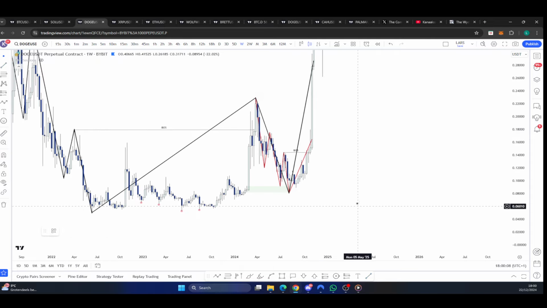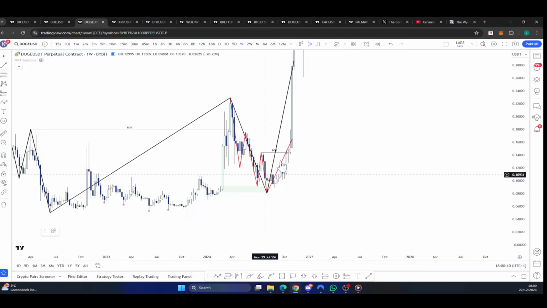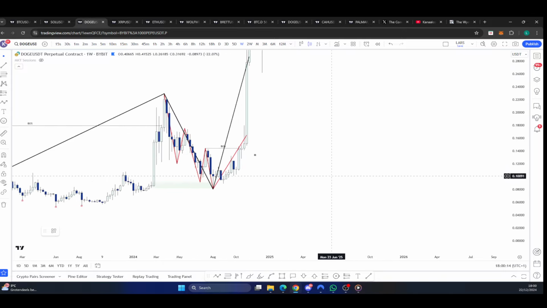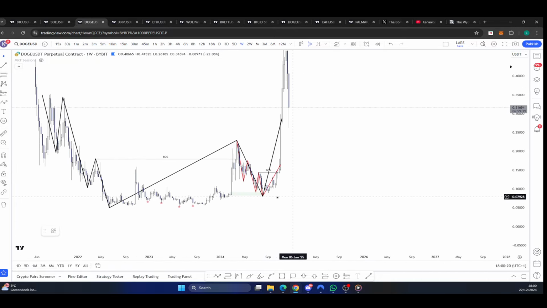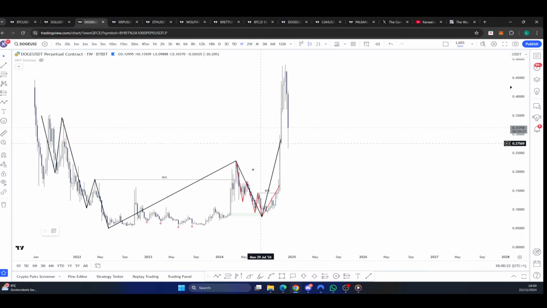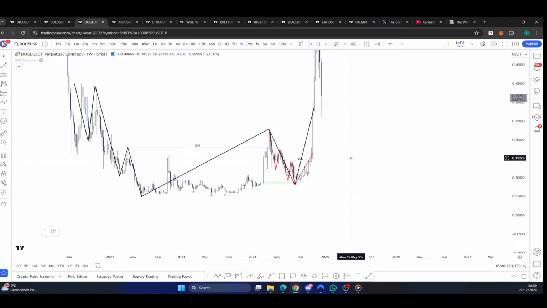Okay, so right here, we broke structure. The moment we break red, that confirms the rotation back up towards that black high. And prior to breaking red, you actually had an accumulation in here. But that's all that Doge basically did, because from that higher low right here, price pushed up very aggressively. And obviously, the entire market around Doge was bullish.